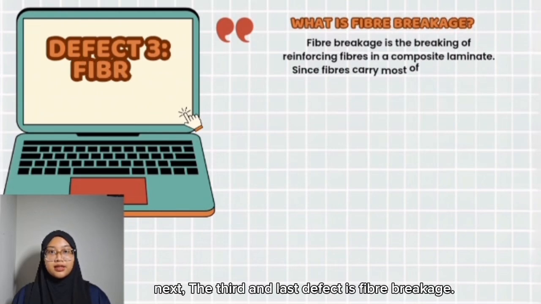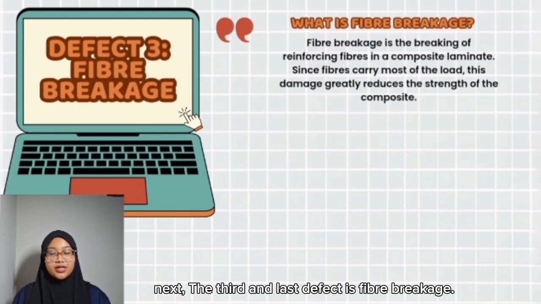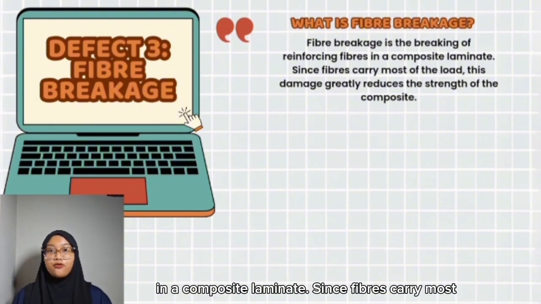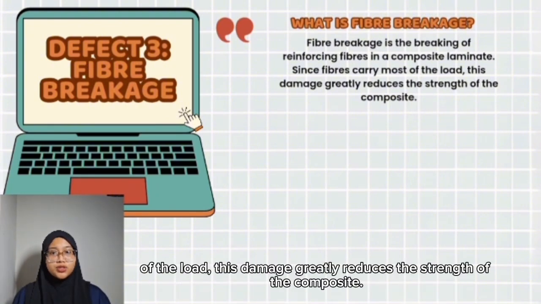Next, the third and last defect is fiber breakage. Fiber breakage is the breaking of reinforcing fiber in a composite laminate. Since fibers carry most of the load, this damage greatly reduces the strength of the composite.